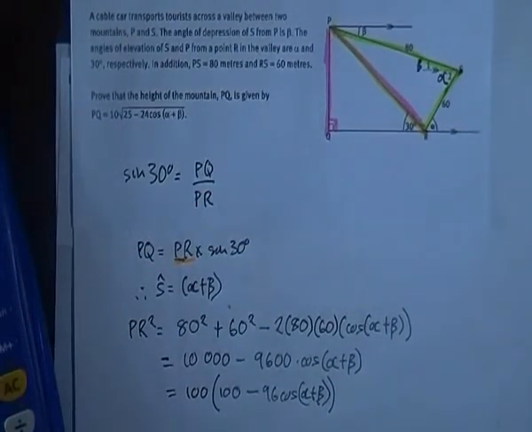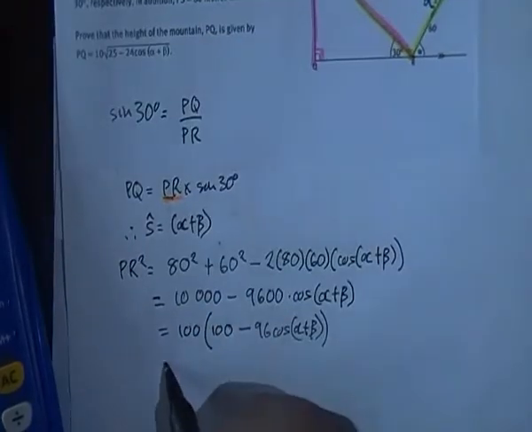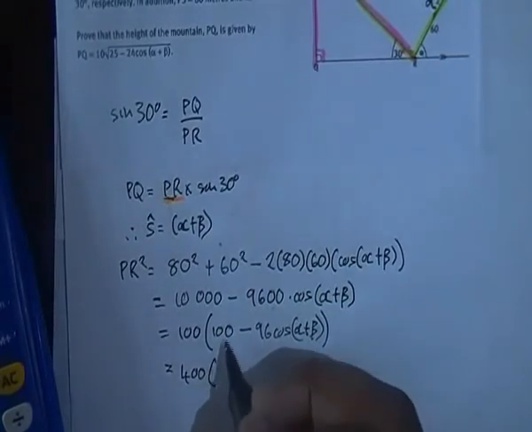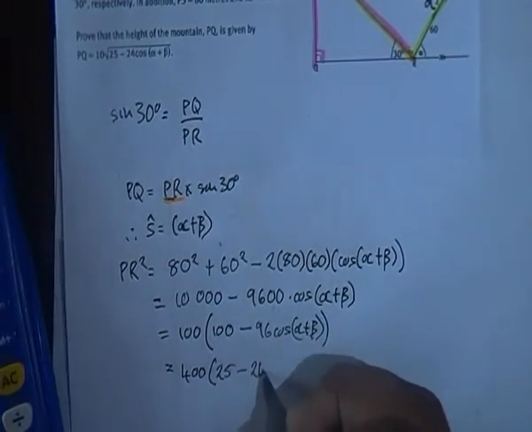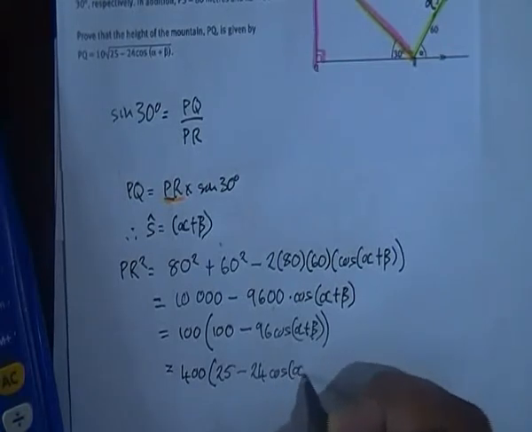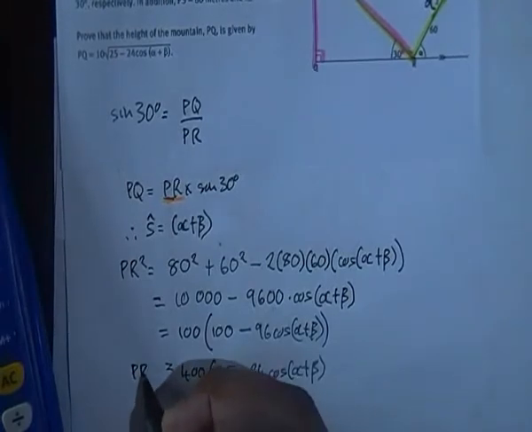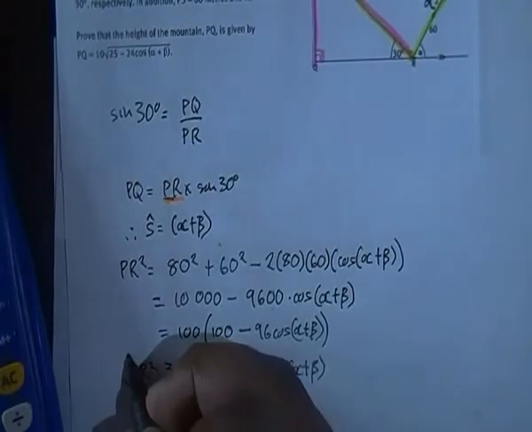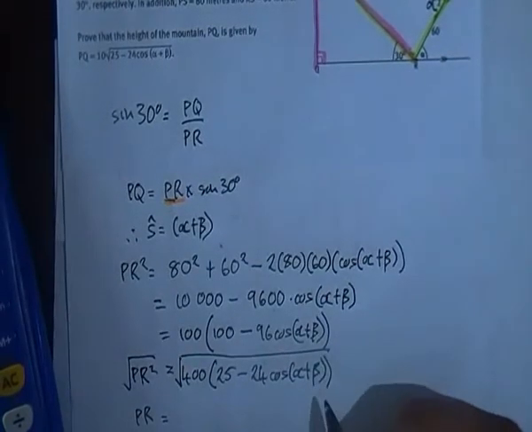The question now is, can we factorize something out there? Yes, I think we can take out 4. So the 4 will just remain there. If I take out 4 from there, I'm left with 25, and if I take out 4 from there, I'm left with 24 cos of alpha plus beta. Now, remember, this is equal to PR squared. So if I want to find PR, I'm going to have to take the square root of this whole thing.